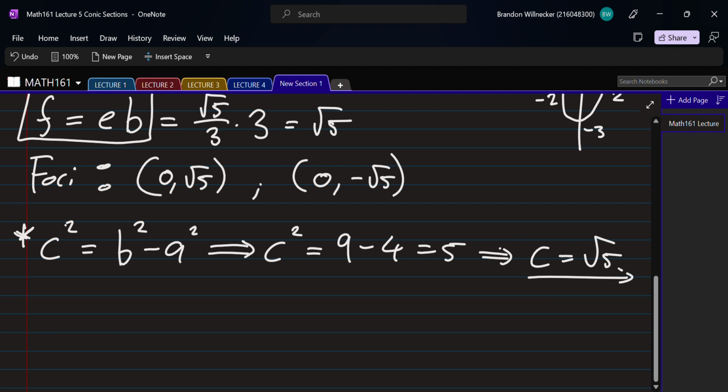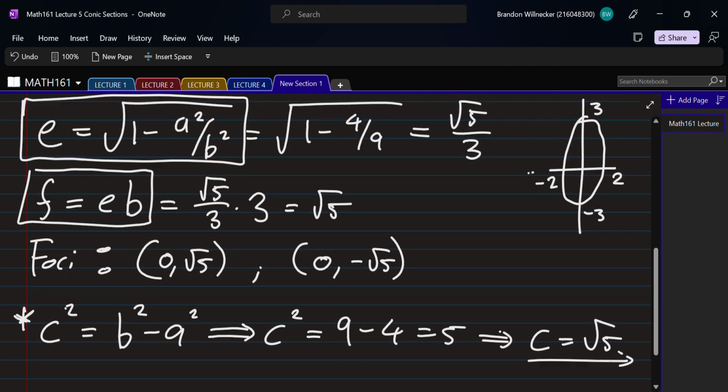Okay, so that's just another way of finding it. It's exactly the same as using the eccentricity in that first box and then finding f in that second box. So that's up to you, whichever you prefer.